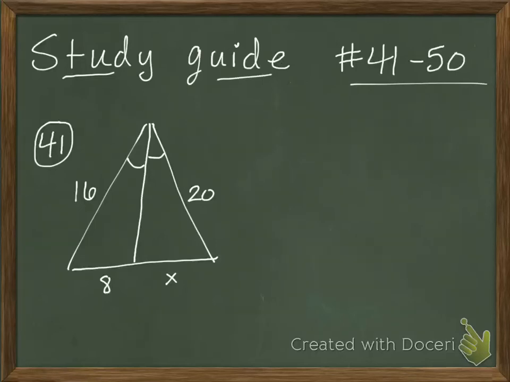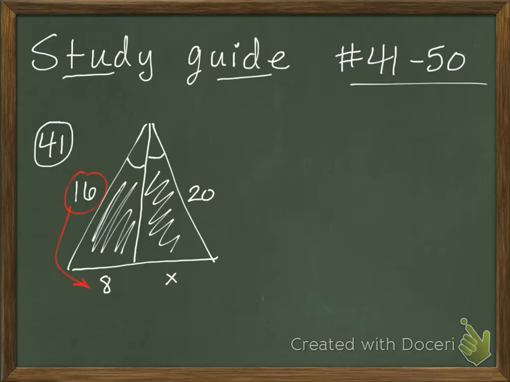Okay, so here's the study guide for questions 41 through 50. And I've got each of these matched out to match the question that goes with the study guide. All right, so on number 41, you have triangles that are cut by an angle bisector. And so we have two triangles. So this is our first triangle, and this is our second triangle. And so we have to talk about what matches with what.